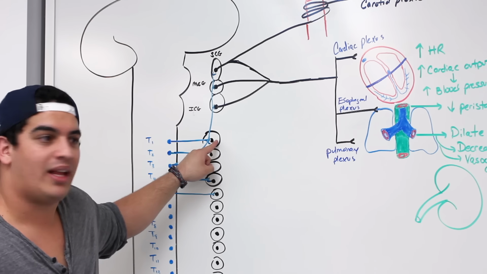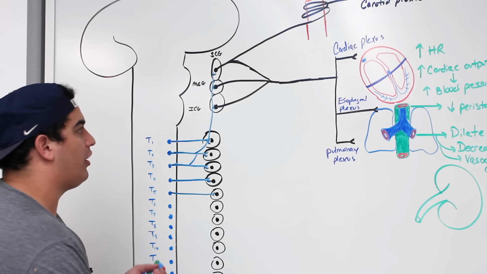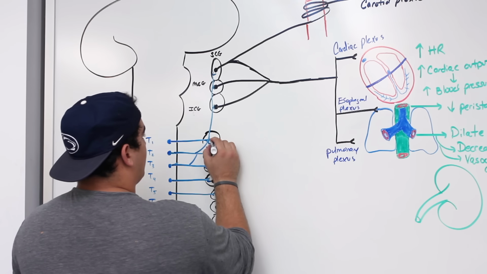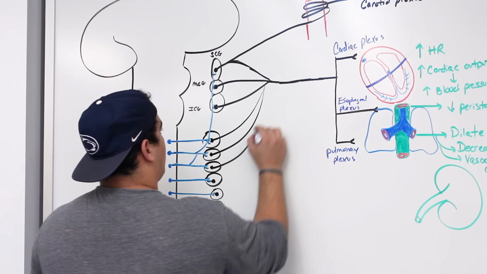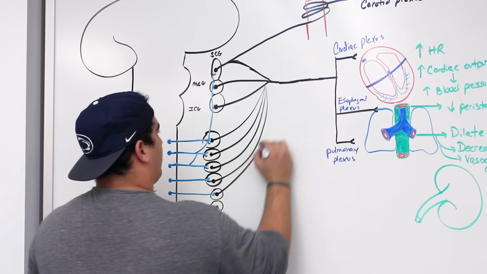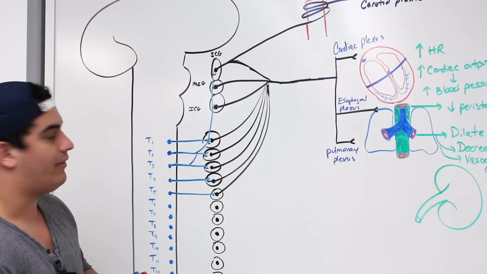Remember what I told you? They don't have to go out through the gray rami communicantes. They can go out as their own nerve. What was that called? It's called a splanchnic nerve. And so some of these fibers here, so T1, T2, T3, T4, and again, take it with a grain of salt. There's a lot of variability here, but even T5.